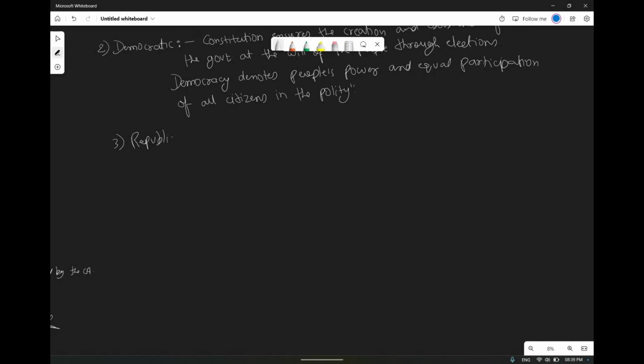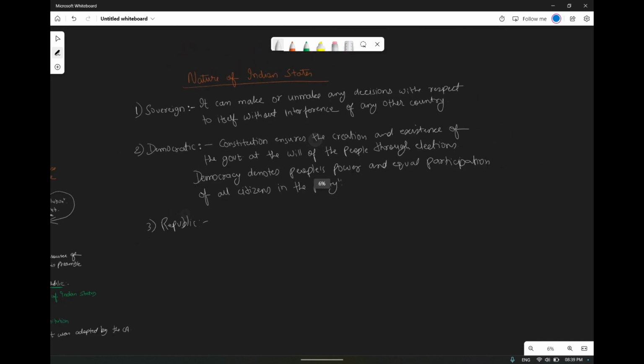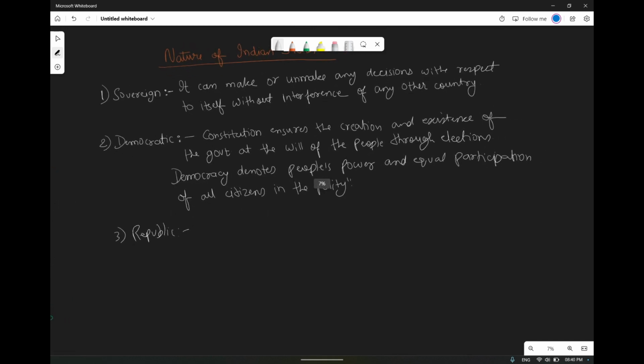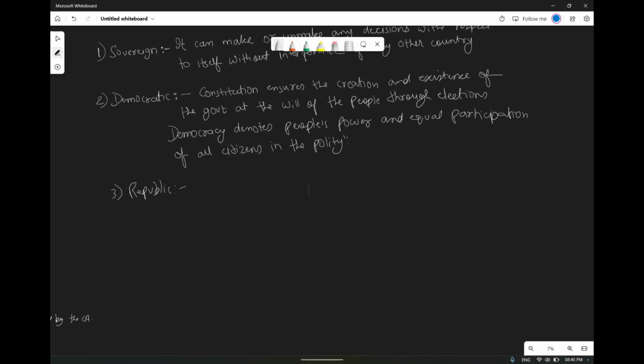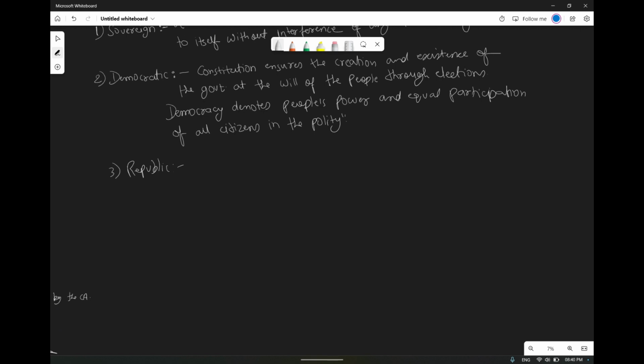Third important point, republic. What do you understand by republic? We have seen what sovereign is: India is completely independent to take any decision for itself. Democratic means whoever the government is ruling is chosen by the people themselves. Nobody has captured the power of the country and is ruling over it. No, people have given the vote, elections have taken place, and they are ruling over the country. Now the third important part, republic.